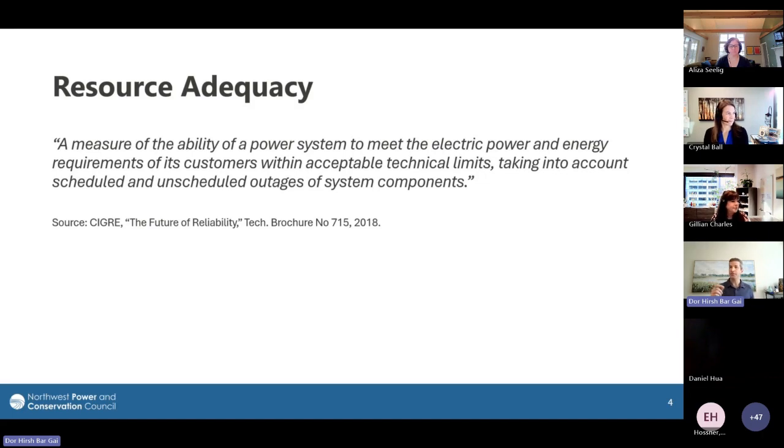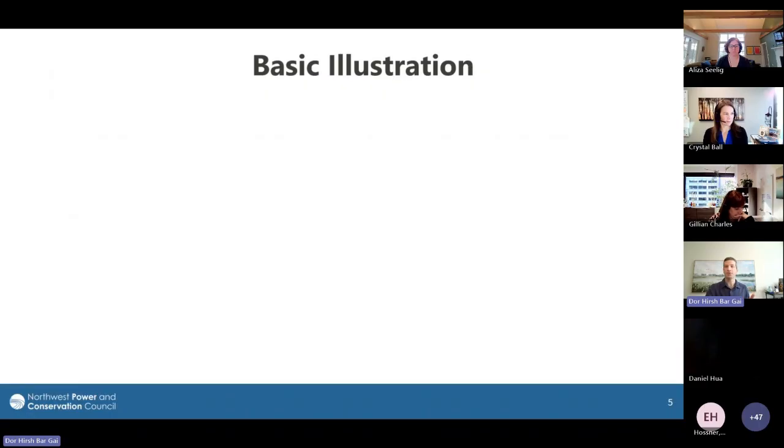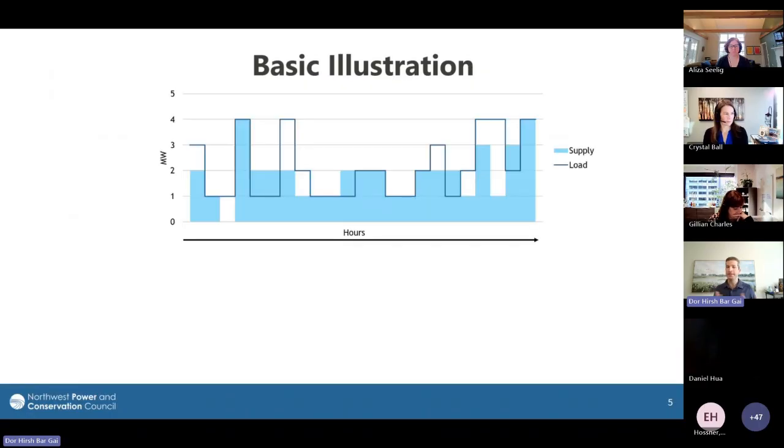Now, key here is we need to make sure that we're modeling all the different uncertainties that we need to think about. And so this is the last sentence of this definition. It's taking into account scheduled and unscheduled outages of different components. And so really with this definition, we could have a simple illustration of supply and demand.